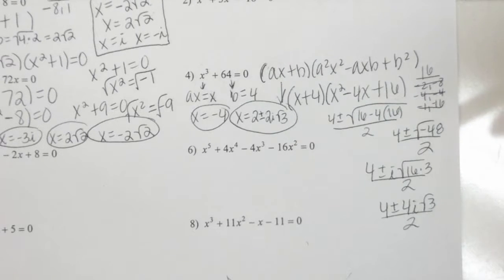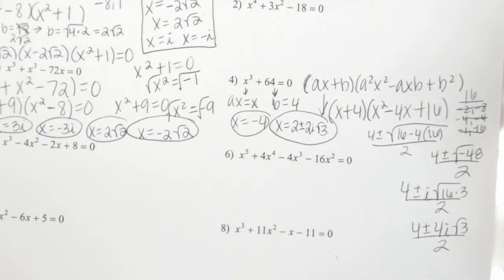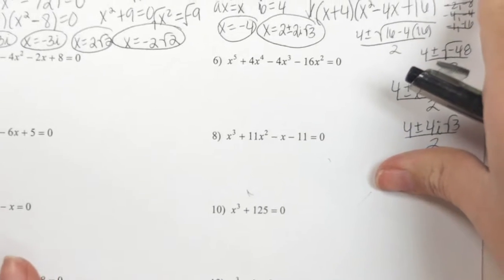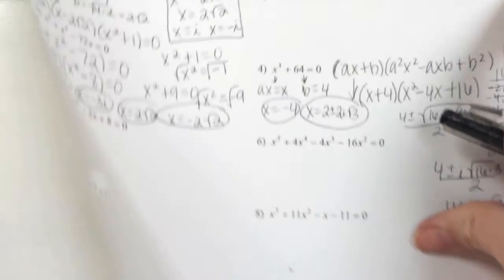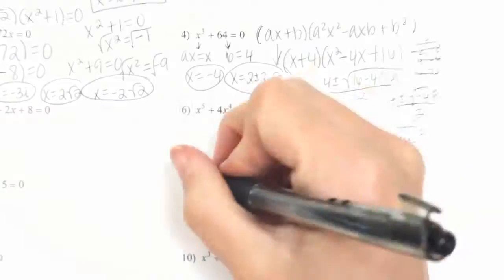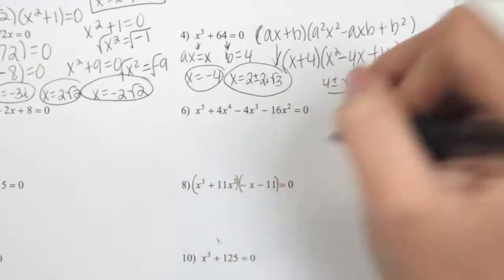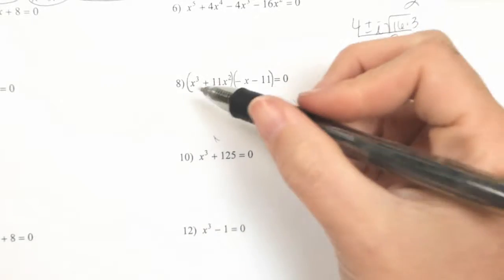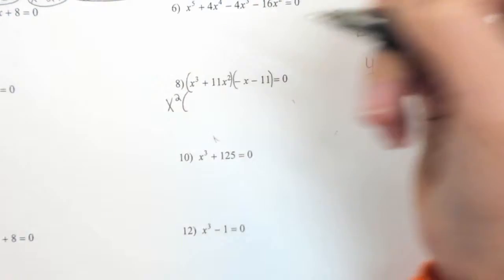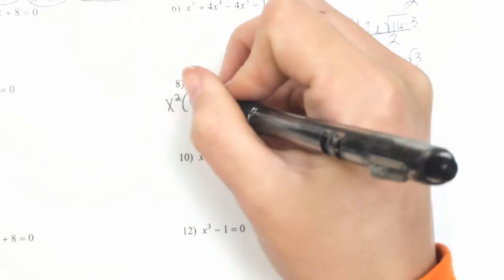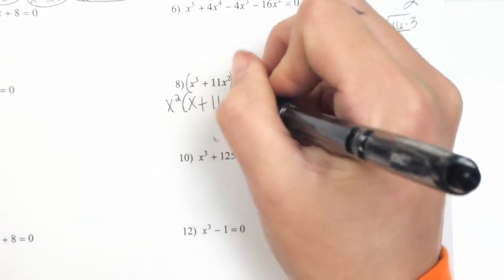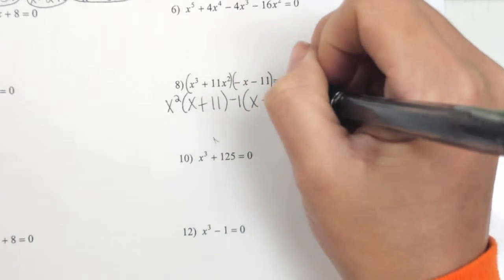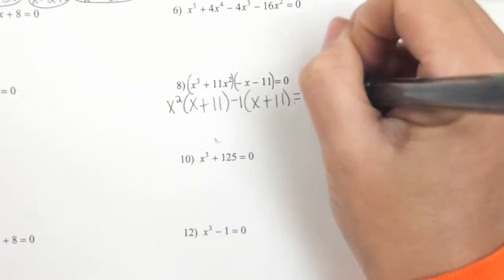Alright, I'm just going to do one more. I'll do one that has 4 terms, that way we can get a little bit of everything. Alright, so we know if it has 4 terms, we're going to group them and pull out the GCF. So the GCF of these two will be x squared. On the inside is going to be x plus 11. Over here will be minus 1 and then x plus 11 equals 0.